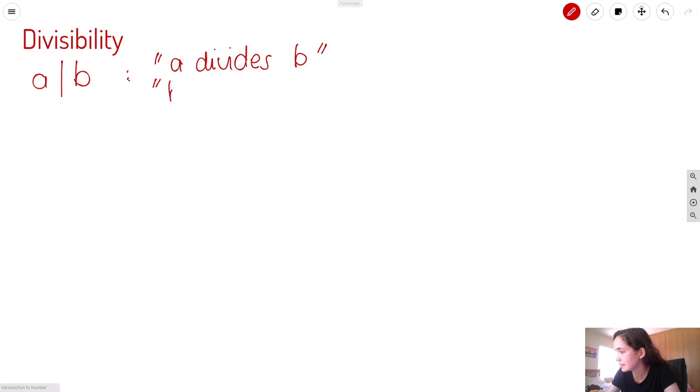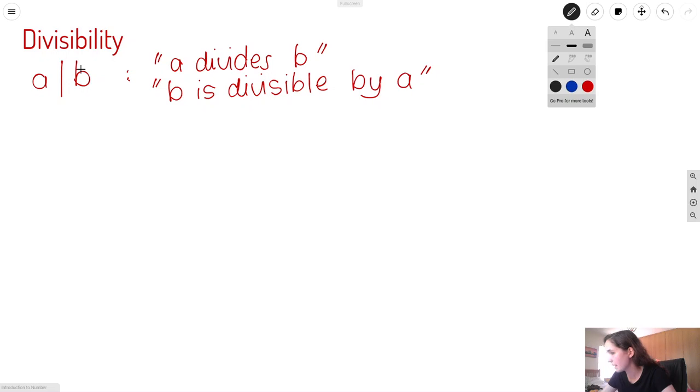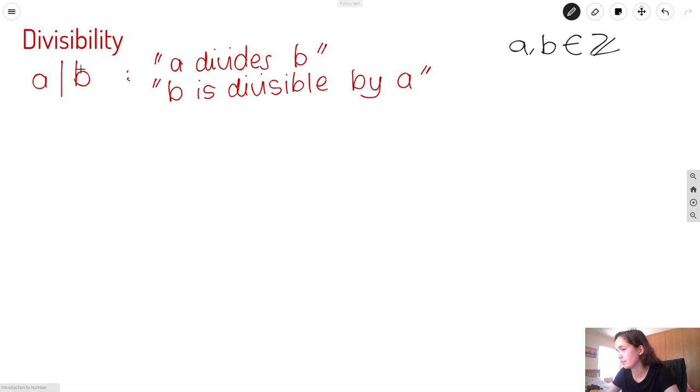or B is divisible by A. Also take note that when we use this notation, A and B are integers. So we won't use this for real numbers, for example. You can also see this as there will exist some integer m such that B is equal to mA.